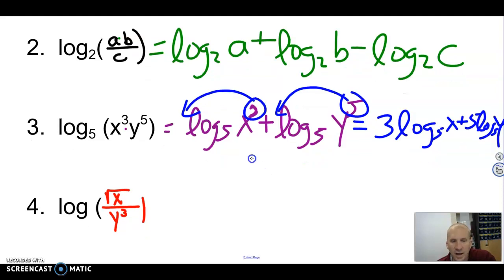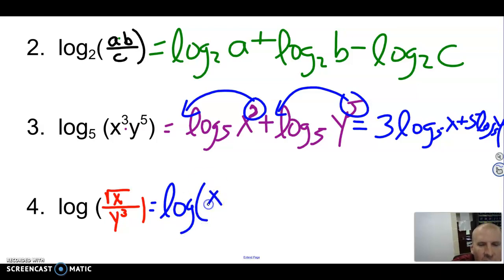All right, our last one today is going to be a little bit trickier. You see this square root of x in here. Something we haven't talked about yet, but we should hopefully have heard at some point, is that a square root is really an exponent. A square root is the same thing as the 1/2 power. So this problem is really x to the 1/2 power divided by y to the 3rd.